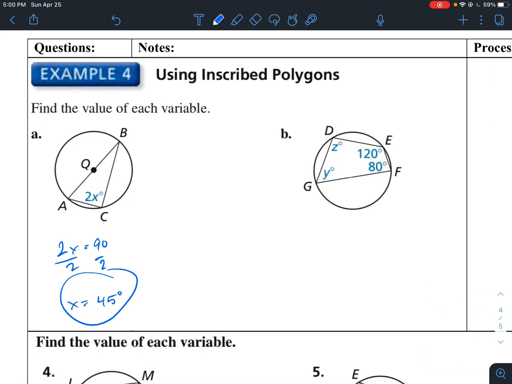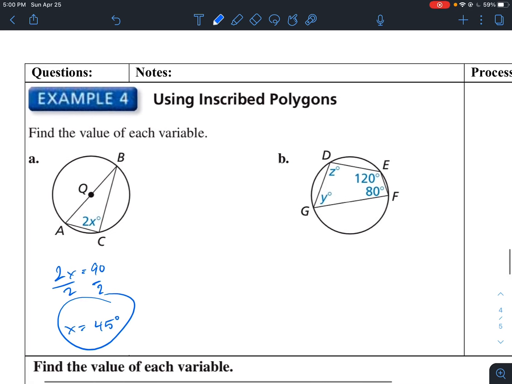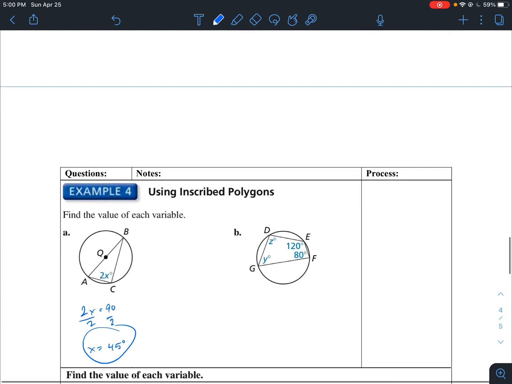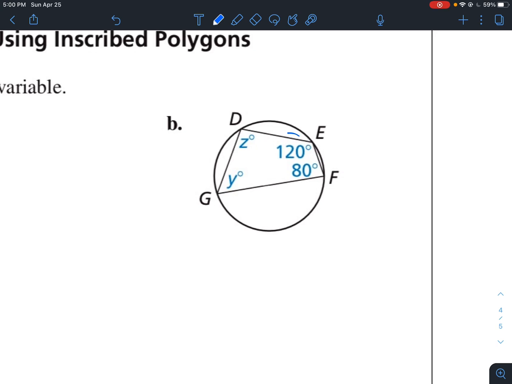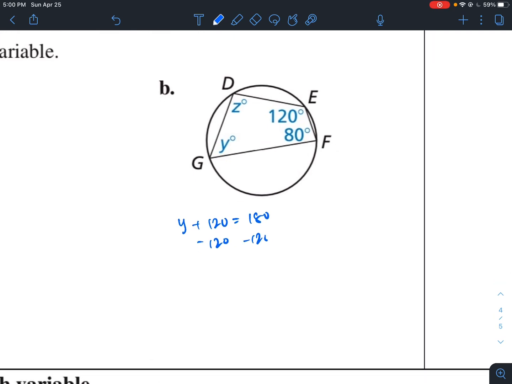For B, this is a quadrilateral. A quadrilateral is a four-sided polygon. Because the vertices are on the circle, it's inscribed, which means we can use the inscribed quadrilateral theorem, which says that opposite angles are supplementary. So angle E and angle G have to add to 180. Angle G is y, so y plus 120 has to equal 180 degrees. Subtract 120, so y has to equal 60.